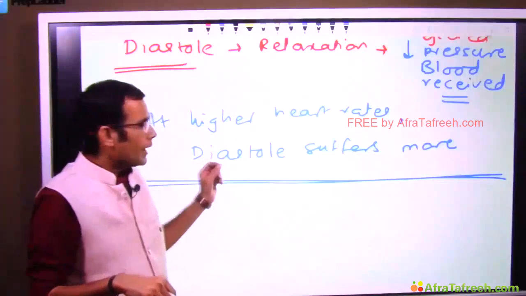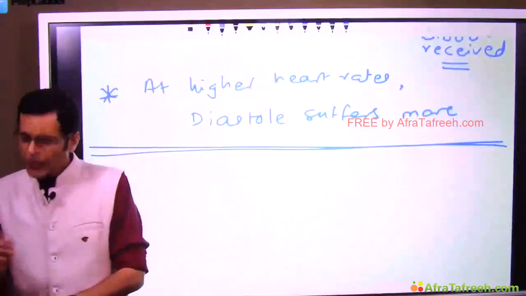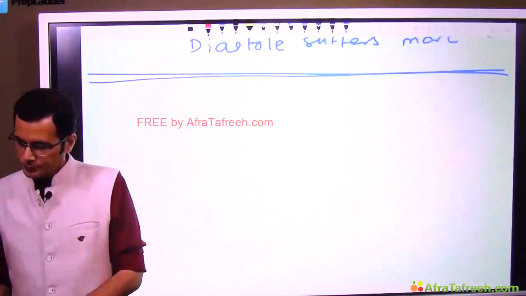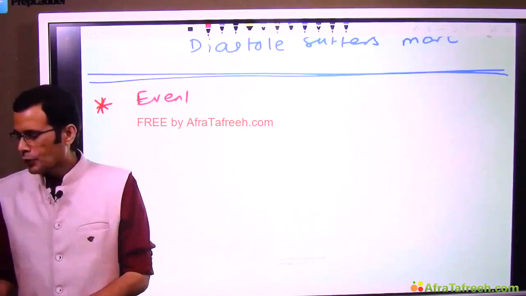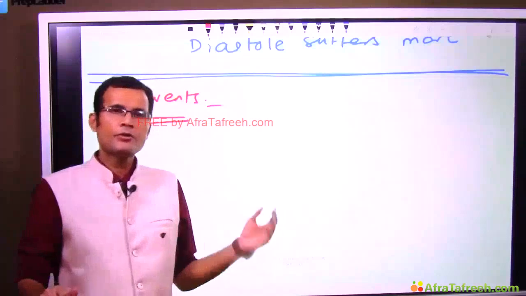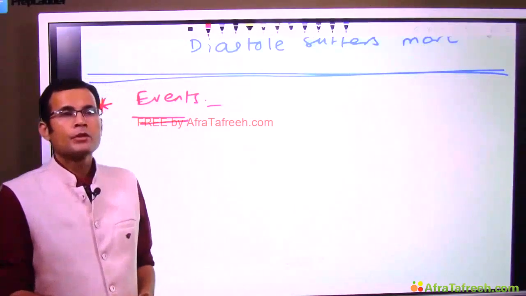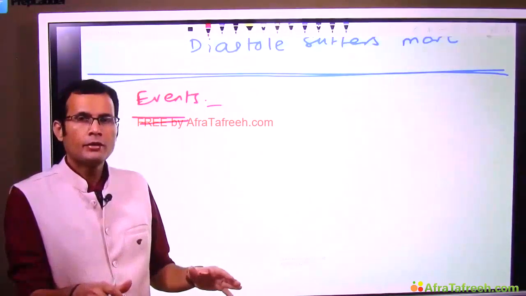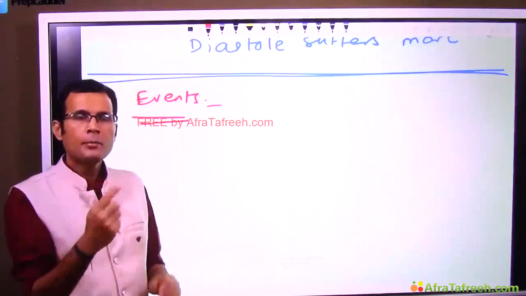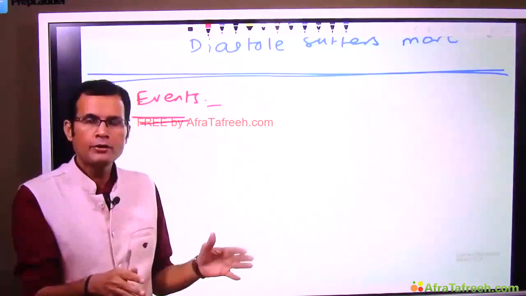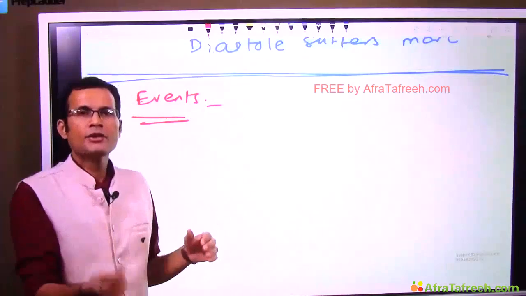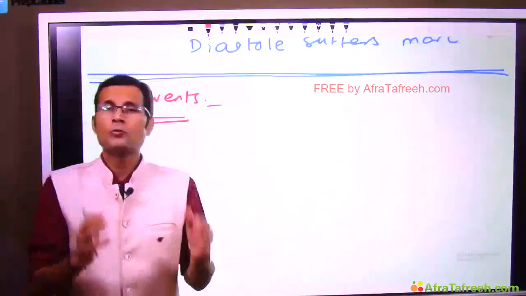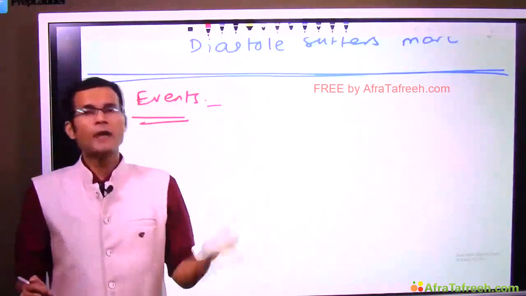Okay, next, this was introduction. Now let's see the events in the cardiac cycle in detail. We have discussed this in the introductory chapter and conducting system of the heart, that basically a heart is made up of two syncytia. Both atria make one syncytium and they contract together, and both ventricles make another syncytium and they contract together. So these are the two syncytia in the heart, and therefore these events also will occur as atrial events and ventricular events.